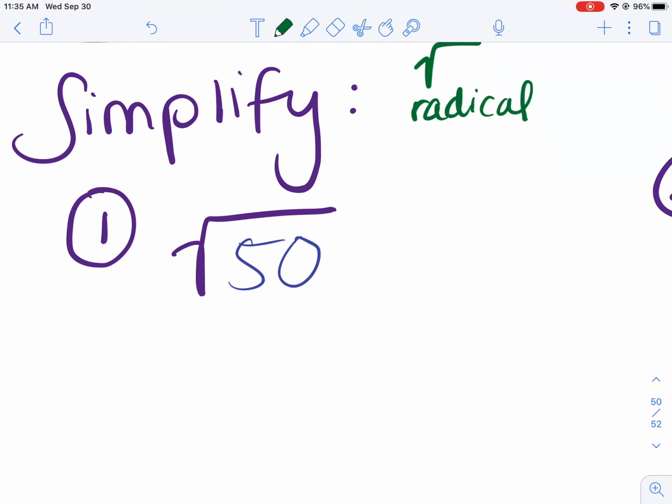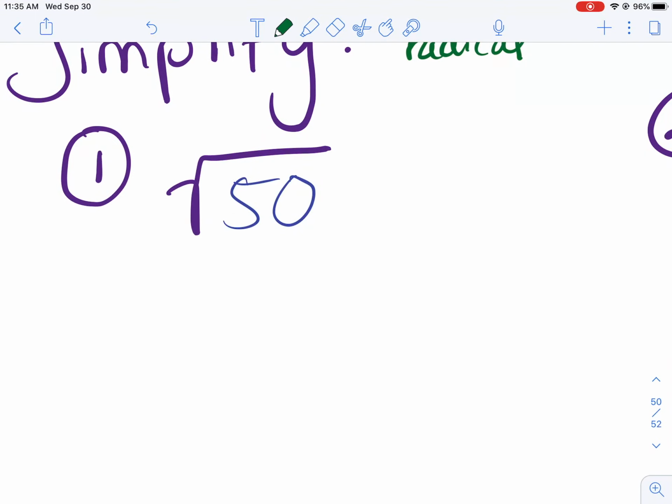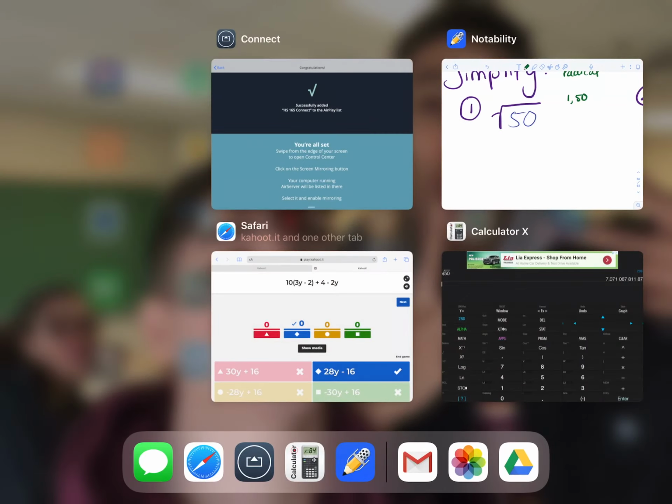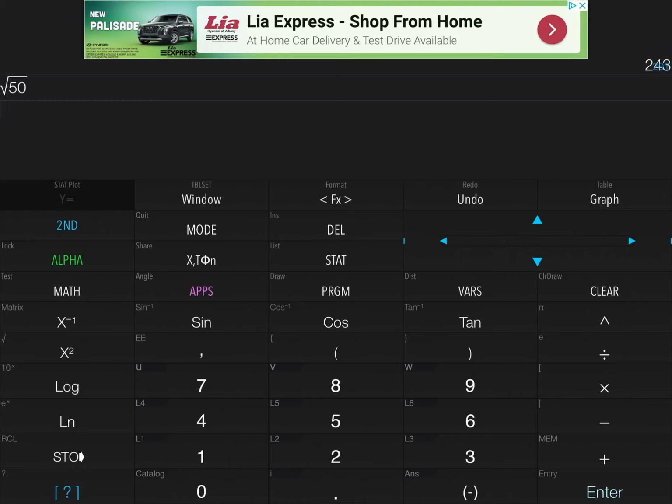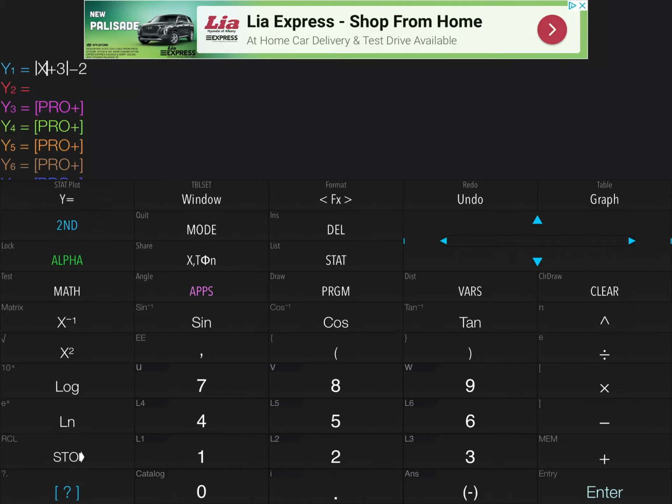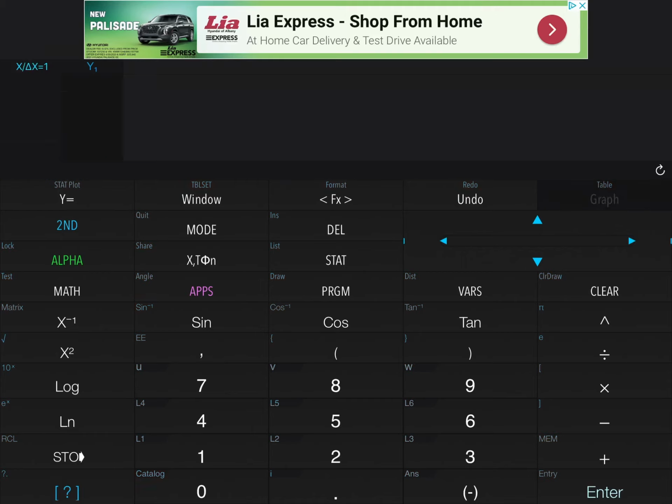So I'm going to start by listing the factors. I know 1 and 50 is a factor, but we also learned a sneaky way that we can do this in our calculator. So I'm going to go to y equals, I have something in there, so I just got to clear it out. I'm going to do 50 divided by x. Once I do that, I can hit second table, and it's going to give me all the factors of 50. So 1 and 50, 2 and 25.